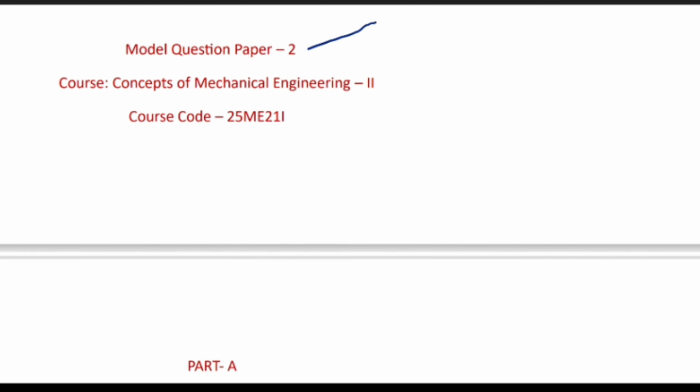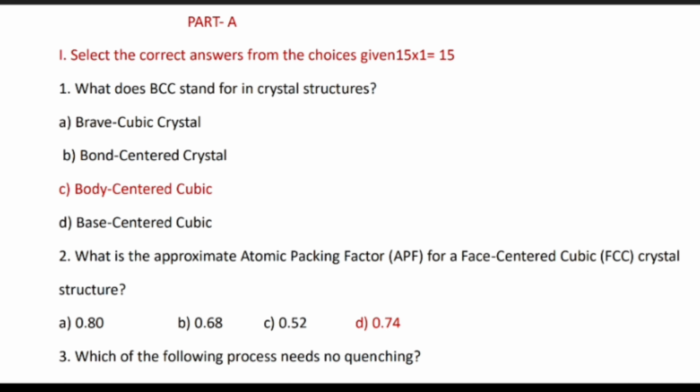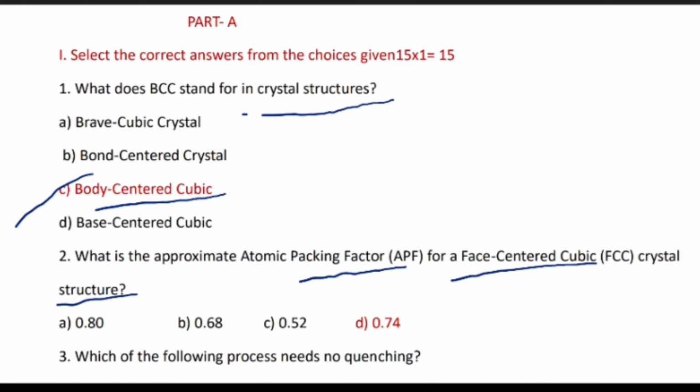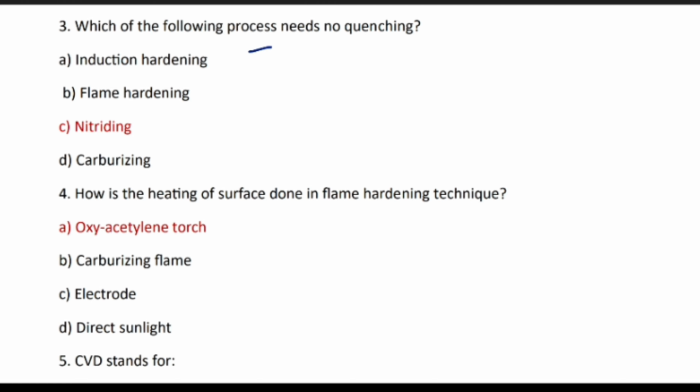And next will be model question paper 2, Concepts of Mechanical Engineering 2, MCQs and fill in the blanks. Next question: what does BCC stand for in crystalline structure? Option C, body centered cubic. What is the approximate atomic packing factor, APF, of the face centered cubic, FCC, crystal structure? It will be option D, 0.74. And next, which of the following processes needs no quenching? The answer will be option C, nitriding.